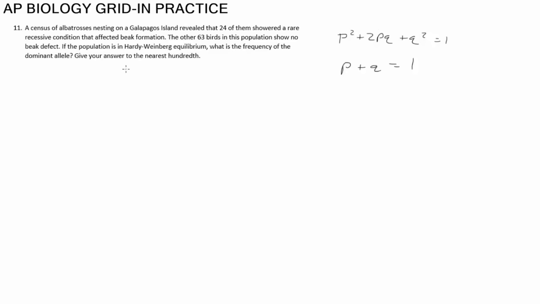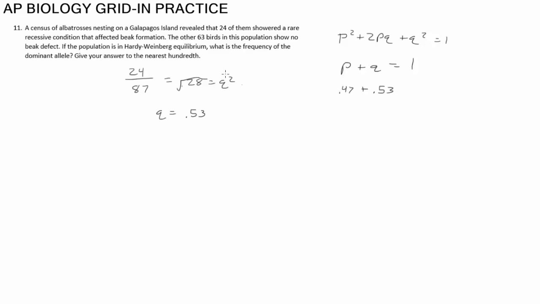So the fraction of the population that is homozygous recessive is going to be 24 out of a total of 87. That is going to be 0.28, and that's equal to my q squared value. Solving for q, it's just going to be the square root of 0.28. My q value then is equal to 0.53. And using this equation over here, if q is 0.53, then p must be equal to 0.47.